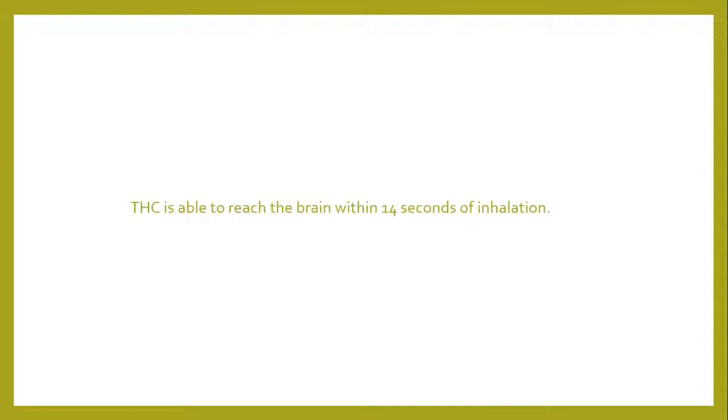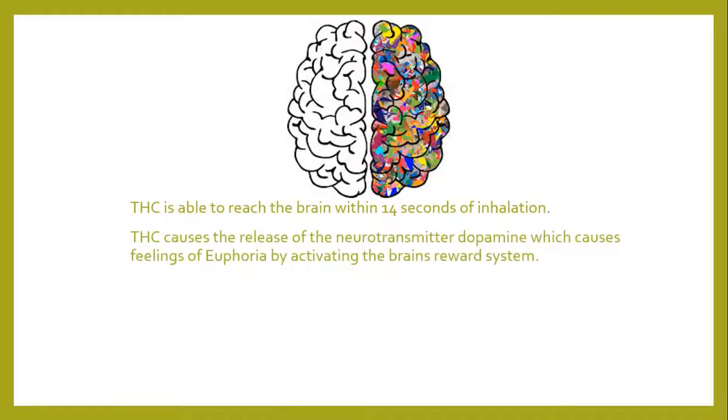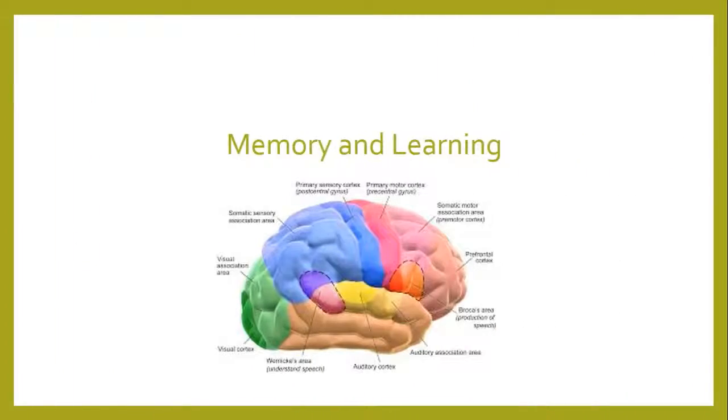THC is able to enter the brain within 14 seconds of inhalation and causes the release of the neurotransmitter dopamine, which activates the reward system in the brain. THC affects the nerve cells in the part of the brain where memories are formed, making it hard for users to recall recent events. The legalization of marijuana does not ensure that it is safe for the users.